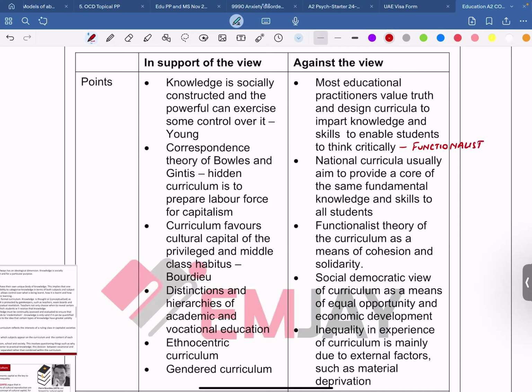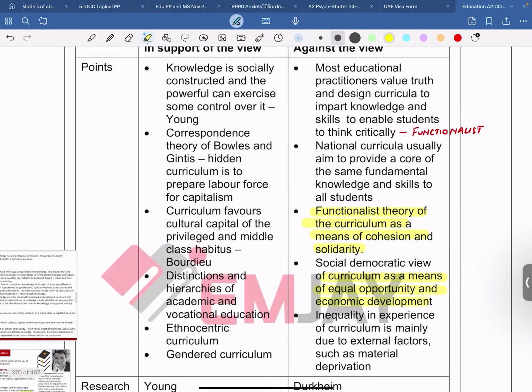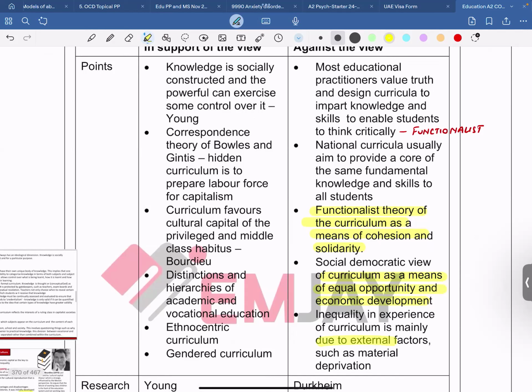National curricula usually aim to provide a core of the same fundamental knowledge and skills to all students. More or less, all of this revolves around the same idea. So you could write down about the Social Democrats' view of curriculum as a means of equal opportunity and economic development. Inequality in experience of curriculum is mainly due to external factors such as material deprivation. So according to this point, let's not blame the education system, it's the social class of the individuals.